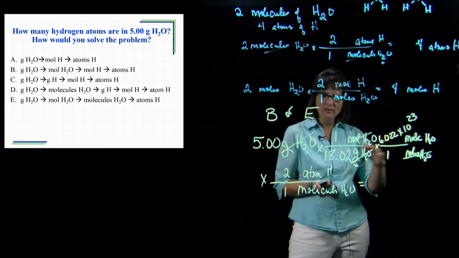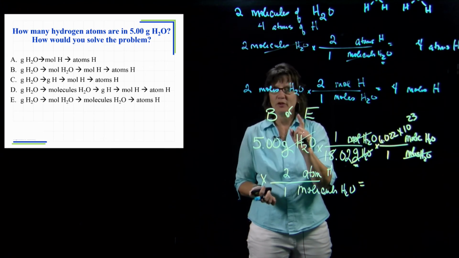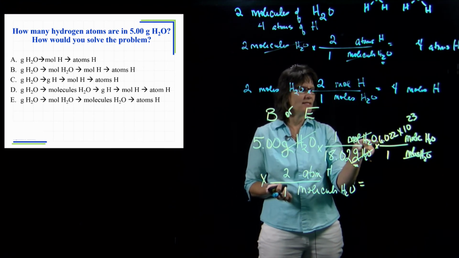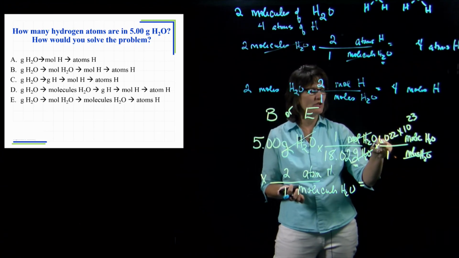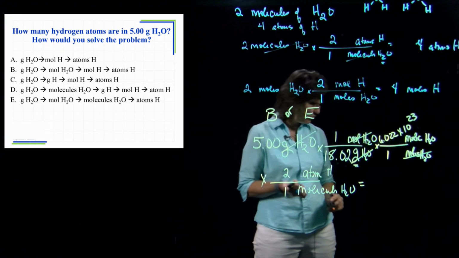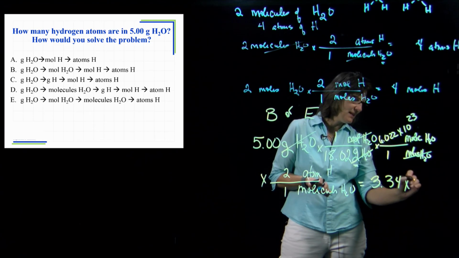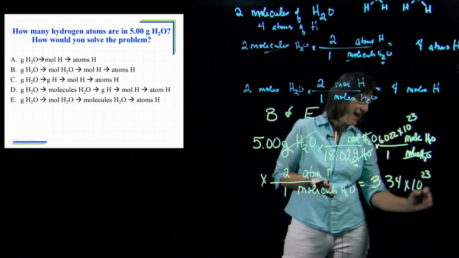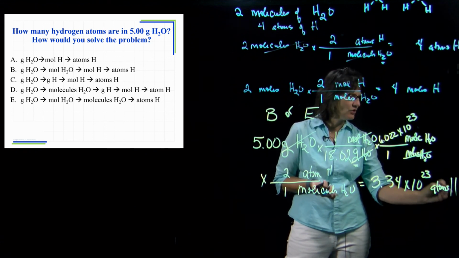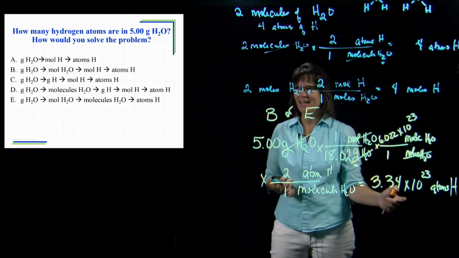Now all you have to do is everything that's on the top, hit the times button. So it's 5, and everything on the bottom you hit divide. So 5 divided by 18.02, then times, make sure you use your exponent key, 6 times 10 to the 23rd, and then multiply by 2, and you have 3.34 times 10 to the 23rd atoms of our hydrogen.